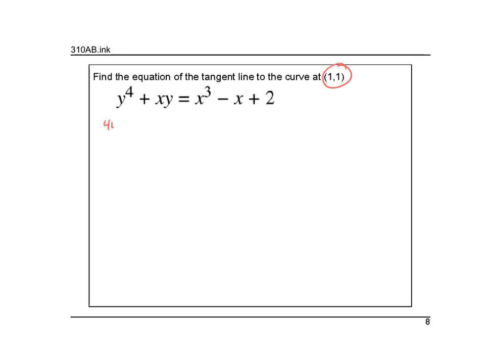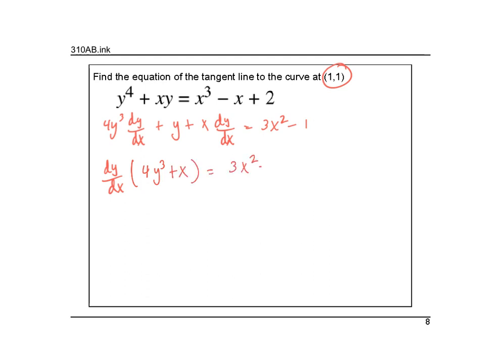So y to the fourth, 4y cubed dy over dx, plus product rule. X goes to 1, y stays, x stays, y goes to dy over dx, equals 3x squared minus 1. Isolate your dy over dx. I'm going to move the non-dy dx terms to the right and factor out the dy dx terms from the remaining. And then divide by 4y cubed plus x.